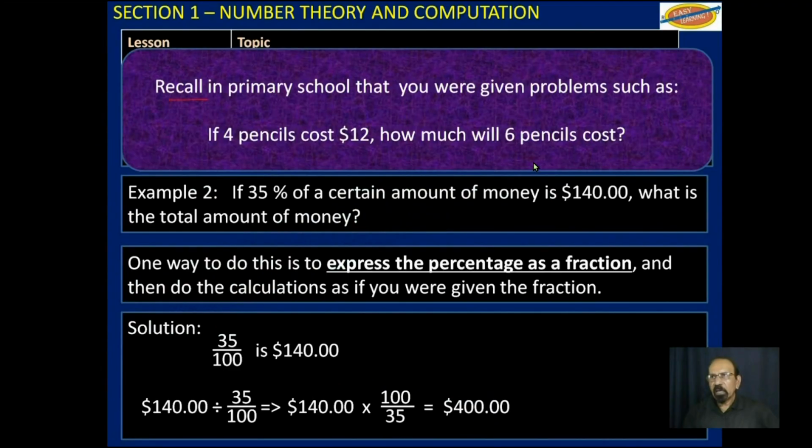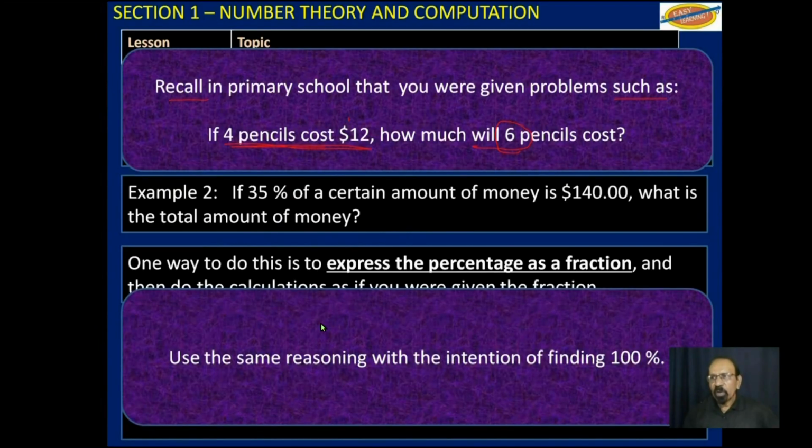Now, recall in primary school that you were given problems such as, if 4 pencils cost $12, how much will 6 pencils cost? Recall what you did. You found the price for 1 and then you multiplied by 6. Well, we will use the same reasoning with the intention of finding 100%. In other words, you see the 6 here? That 6 will always be 100. So it's even easier than your primary school work.